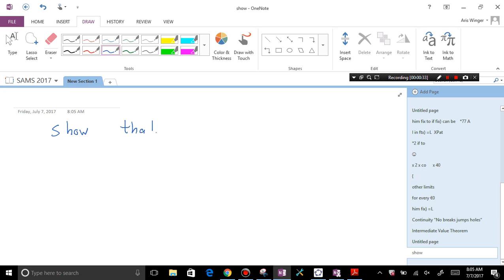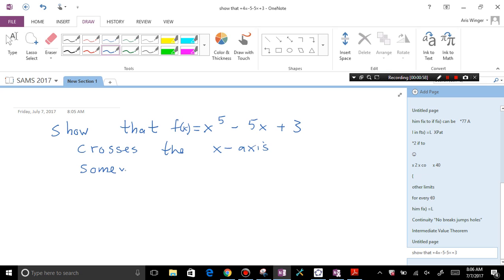that, let's say, x to the fifth minus 5x plus 3 crosses the x-axis, or I should say the graph of this crosses the x-axis somewhere on the interval, let's say 1 to 10.